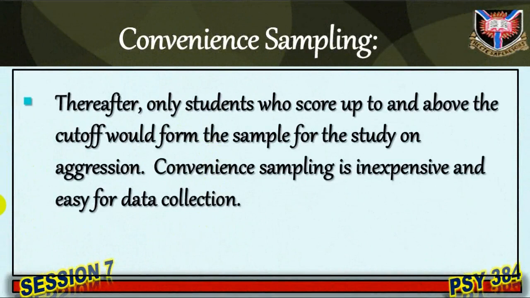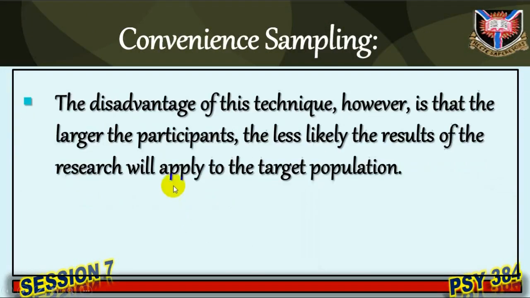Convenience sampling is inexpensive and easy for data collection. The disadvantage of this technique, however, is that the larger the participant, the less likely the result of the research will apply to the target population.